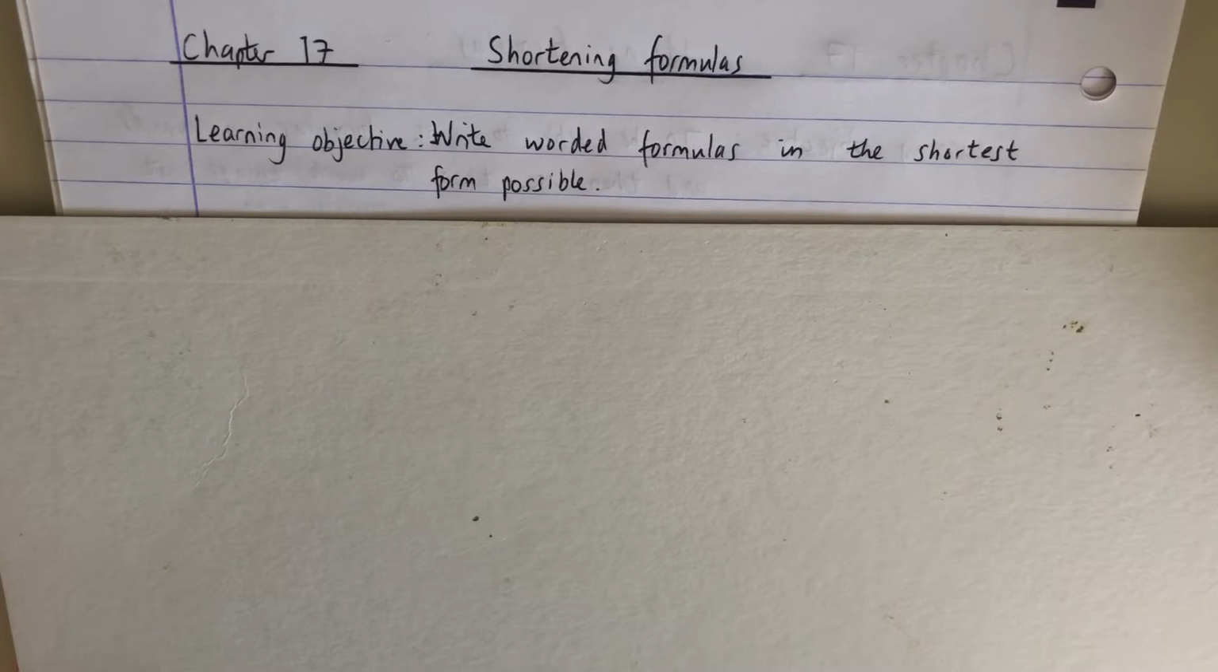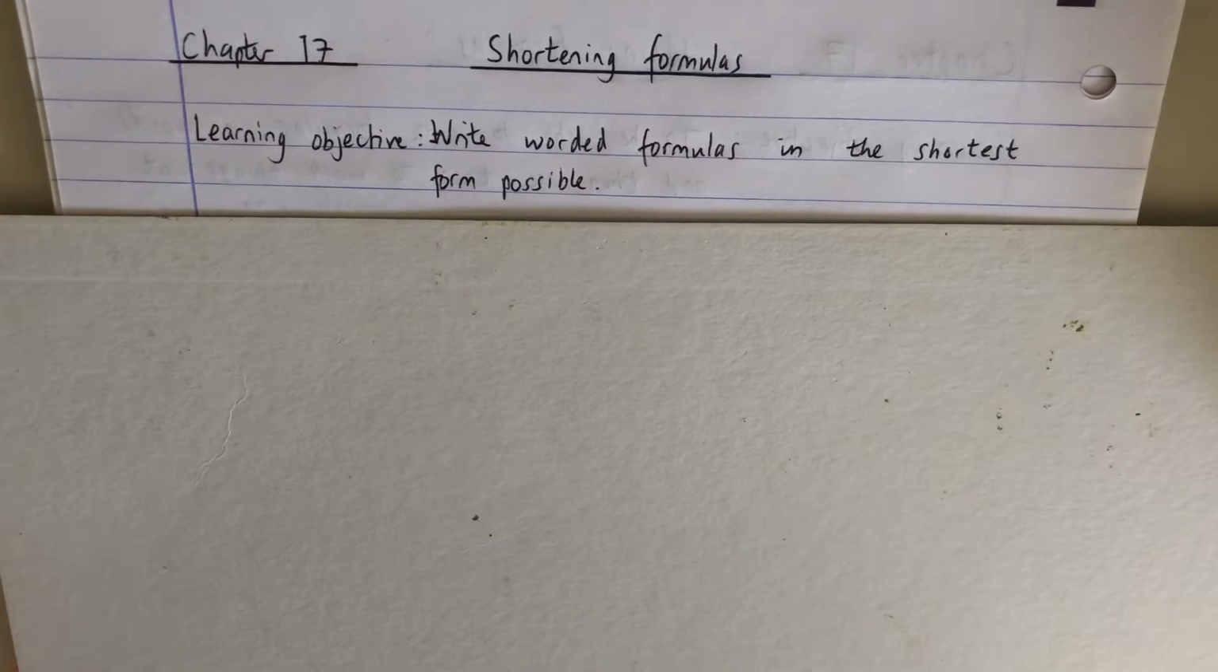Just another continuation on Chapter 17. Still to do with formulas, but today is shortening formulas. So the objective is to write worded formulas in the shortest form possible. We're going to have to use our knowledge of algebra to write stuff in the shortest form possible.